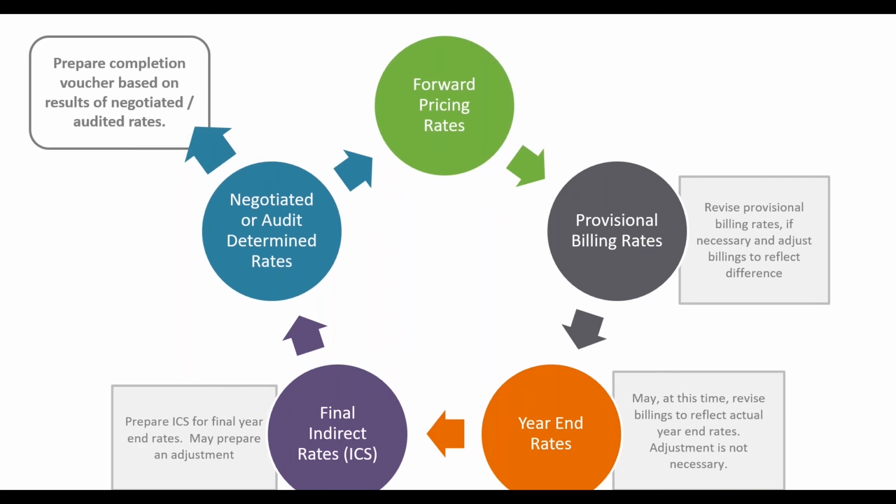Next, we go to prepare the incurred cost submission and those final adjustments. There, we might be doing any scrubbing that we need to do to address unallowables or credits. And then finally, once that gets audited, you would start to prepare any final vouchers based off of those final negotiated rates.